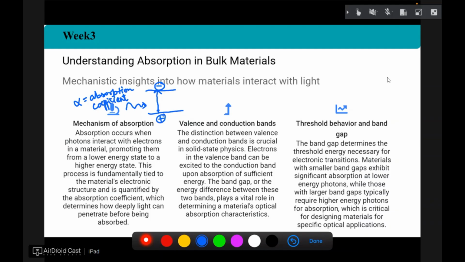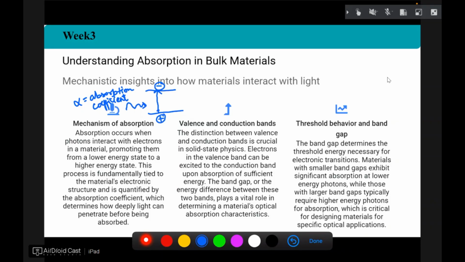So if the energy of the photon is lesser than the band gap, then it will not interact with the material, it will just transmit. But if the energy of the photon is greater than the band gap of the material, then it will interact with the material and that photon will be absorbed by the electron.